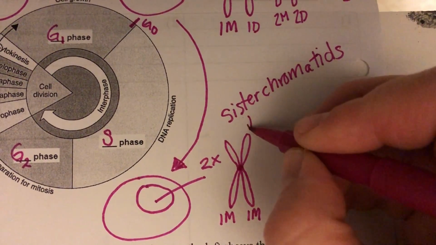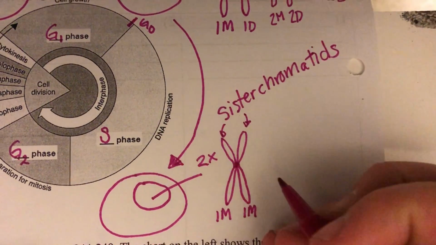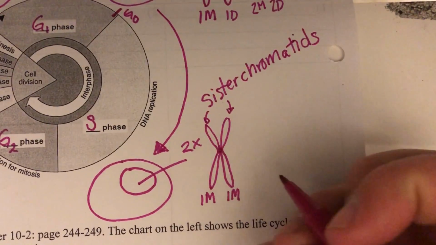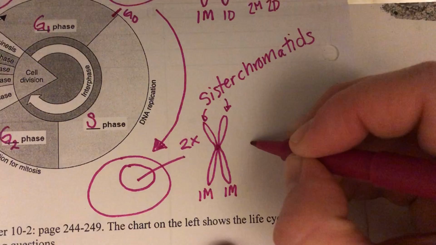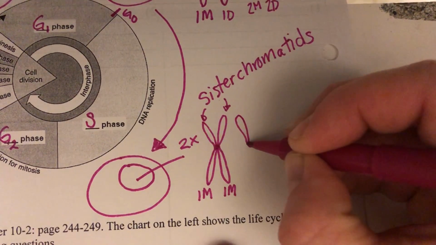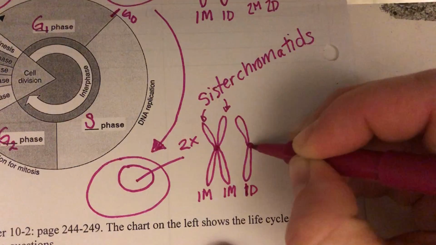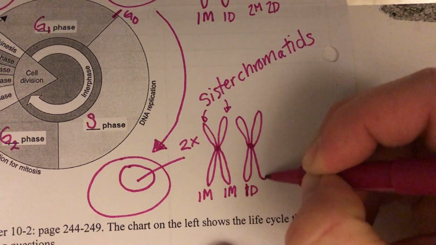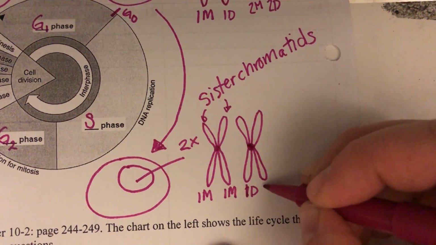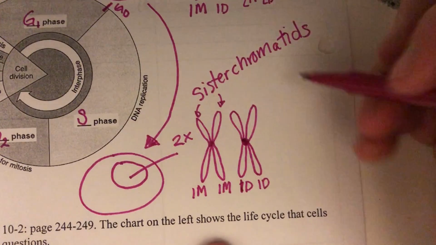Okay, these guys are sister chromatids. All the chromosomes are going to do this. All 46 chromosomes, all 23 pairs. So you also have chromosome number 1 from dad. And here's the sister chromatid that's exactly the same, hopefully, from dad.